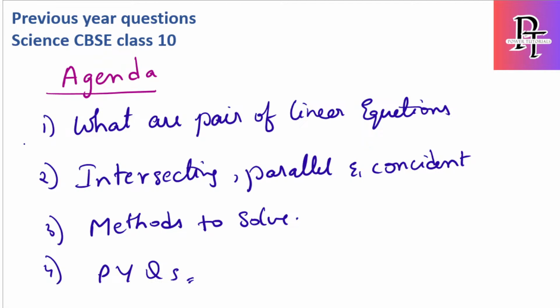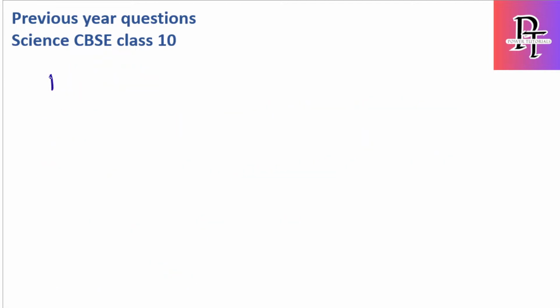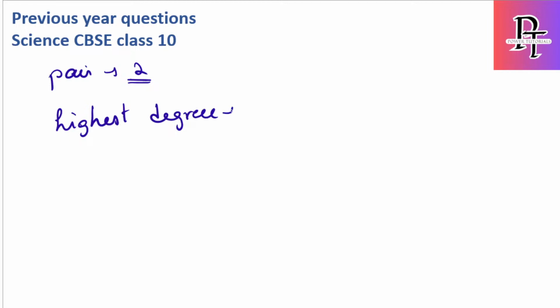Okay, so let's understand what is a pair of linear equations. What is a pair? Pair means 2. So 2 equations are called a pair of equations. And why are they linear equations? Because the highest degree is only 1, hence it is called linear. So hence these are called linear equations.